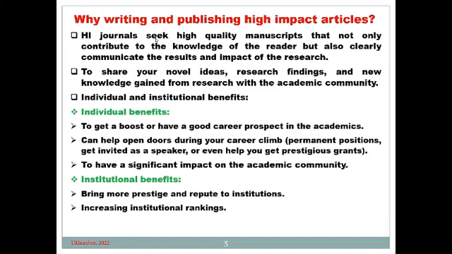Also, to your institution, you find that high impact factor brings prestige and reputation to your institution. Today, I was very happy. My DVC called me and said, Kingsley, congratulations, we are proud of you. Because definitely, whatever you are doing, as long as you are attached to an institution, the glory also goes to your institution.